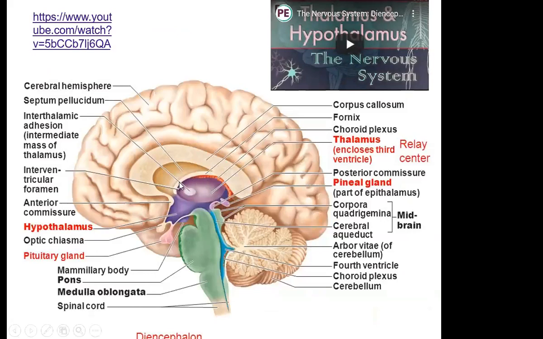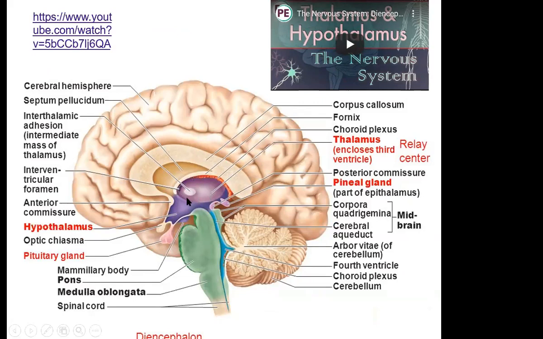If we look at this mid-sagittal section, the best way to identify the thalamus in lab is to look for what looks like a little alien eyeball inside of the brain. This little alien eyeball is the interthalamic adhesion. It is the piece that holds the right side and the left side of the thalamus together. So around this little eyeball is where your thalamus is.